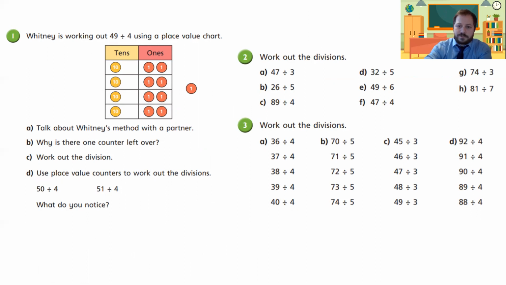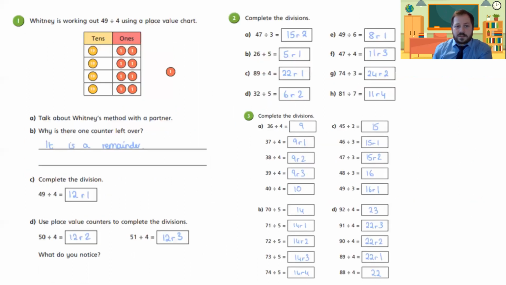Okay, so here are our answers. Firstly, Whitney over here is working out 49 divided by 4 using a place value chart. So she's divided the 40 into 4 rows because we're grouping in 4s. The 9, she's grouped in 4s, which gets her to 8 with 1 left over. So this actually is the correct method, but there's 1 counter left over, and that's what we call the remainder. So the answer is 12 remainder 1.